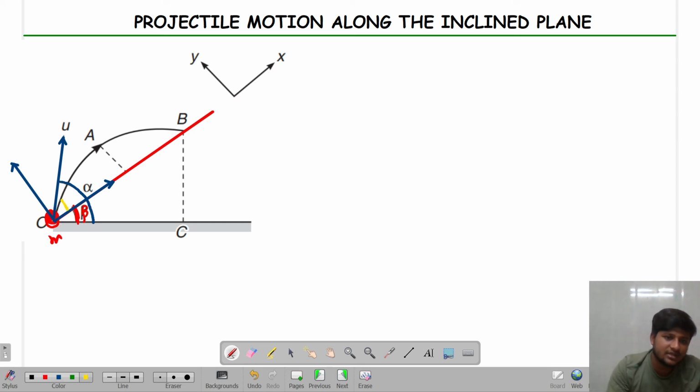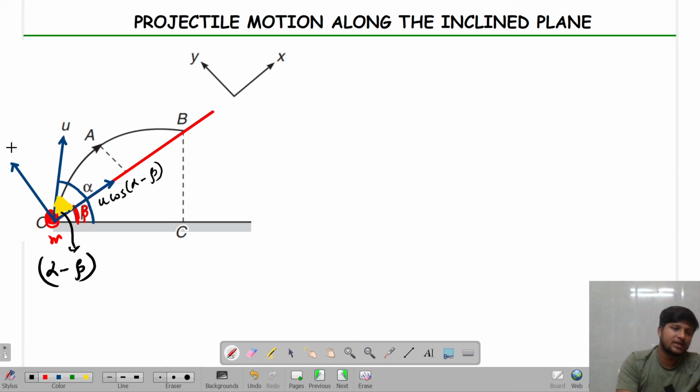Now this is my angle with the inclined plane, or not? Tell me. This is my angle with the inclined plane, and this angle is going to be equal to alpha minus beta. So what is the horizontal component? U cos alpha minus beta, right or not?